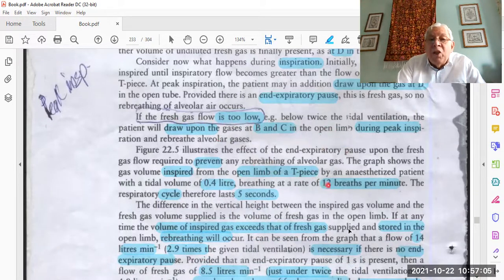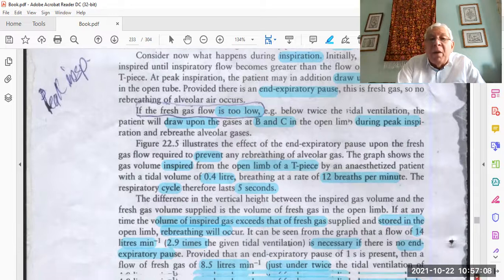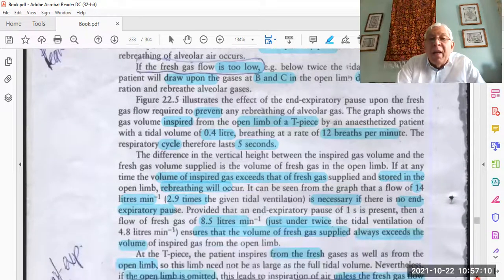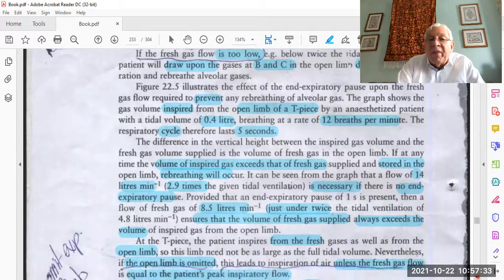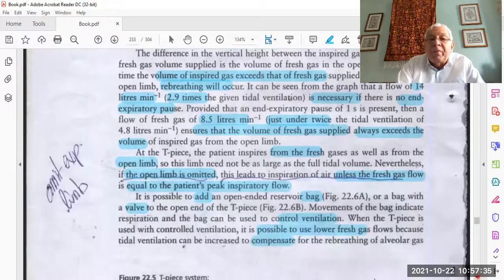All this shows that we must have more than double the minute volume to assure this. So suppose we have a patient taking about 0.4 liter tidal volume at a rate of 12, the complete respiratory cycle will be around, of course, 5 seconds. It'll be shown in this figure.